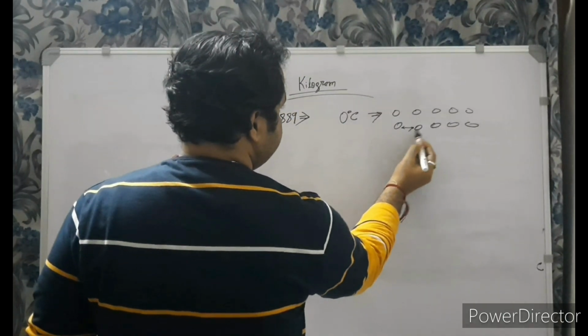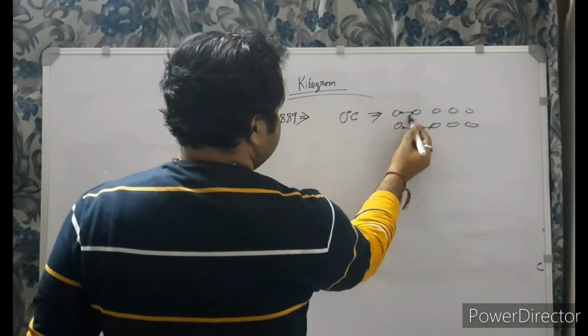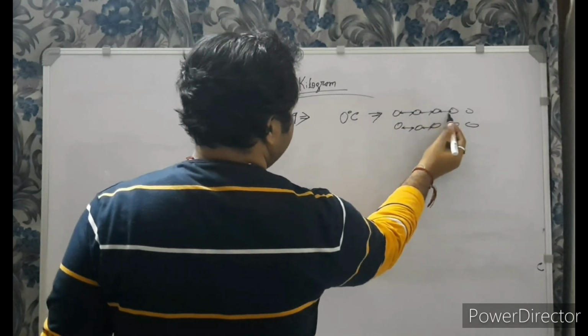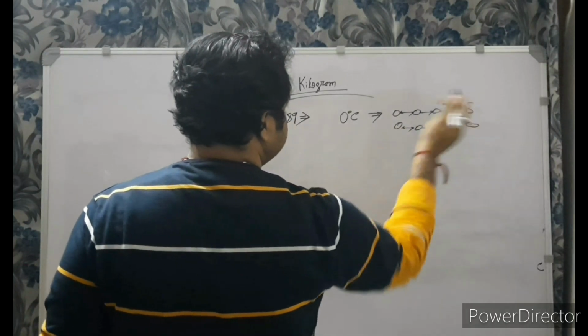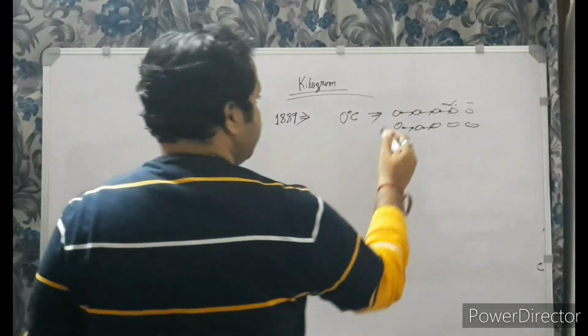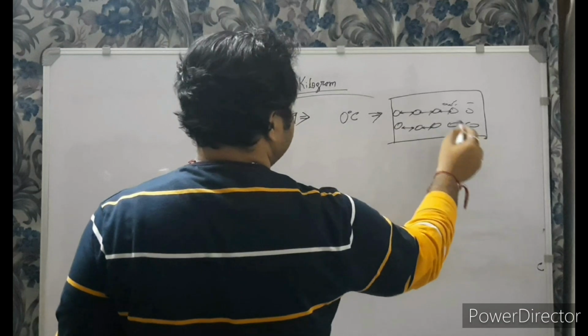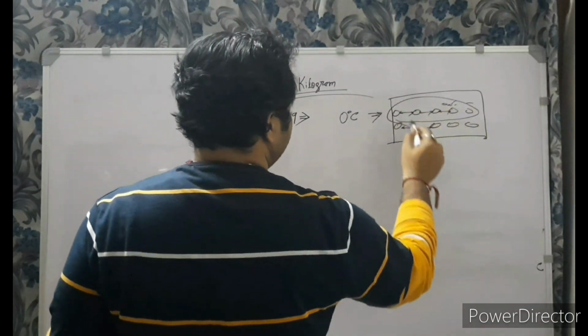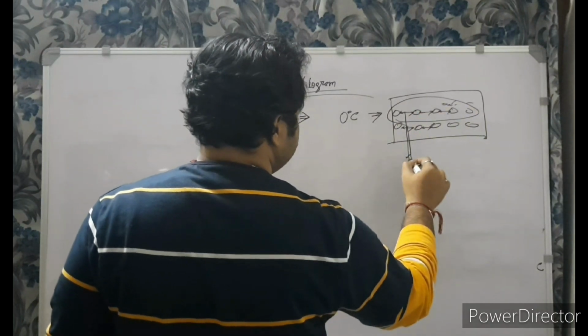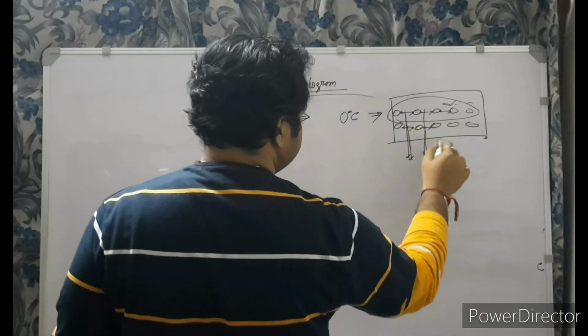These are the space between the molecules. So these spaces are filled with oxygen and other gases. So when we are measuring the mass of water at 0 degree centigrade, we are also measuring the gases inside these spaces.